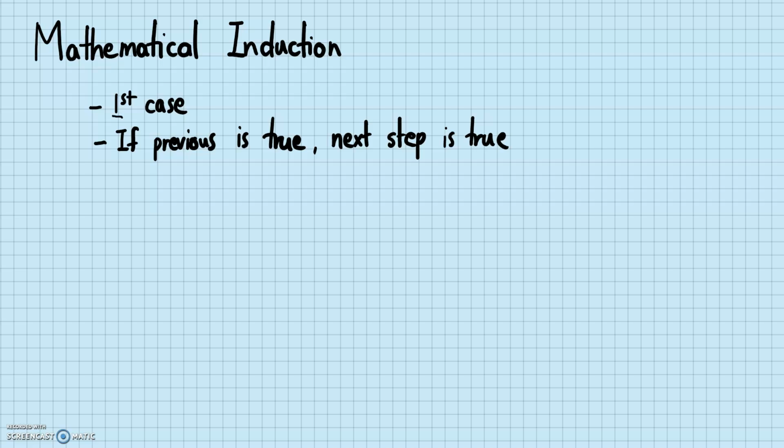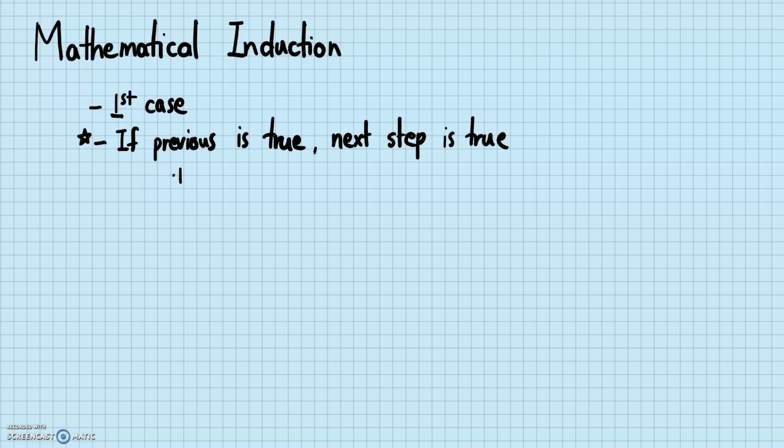Right, so we know that the first case is true. If we can prove this part, the first case is true. And if we can prove, so the first is proving the basic step. The second is proving the process, right? So if the first case is true, then by proving this step here, we're also proving that because the first case is true, the second case also has to be true. And then if the second case is true, the third case has to be true, and so on.